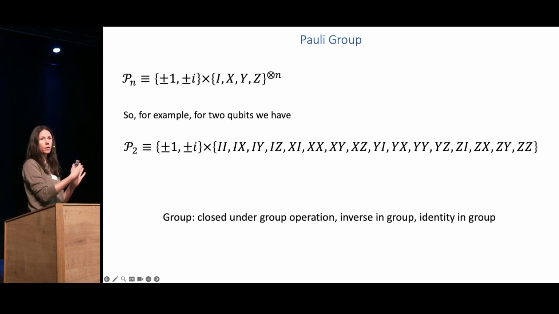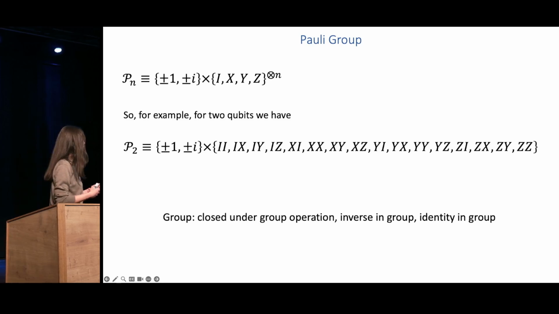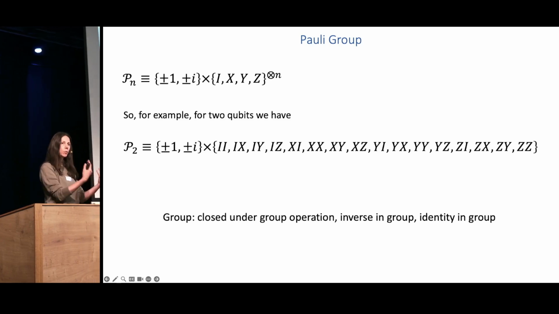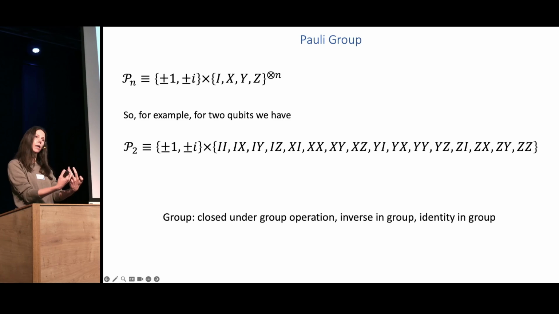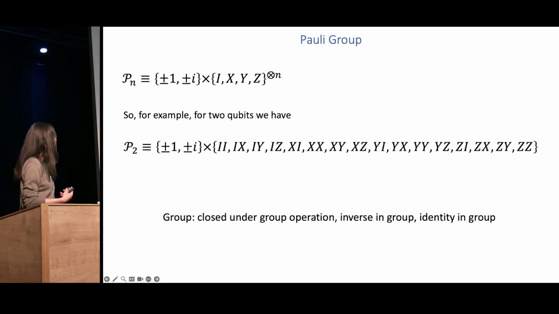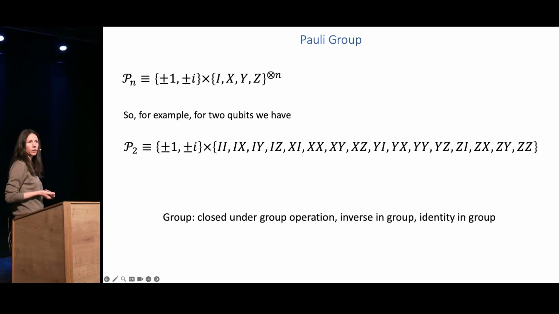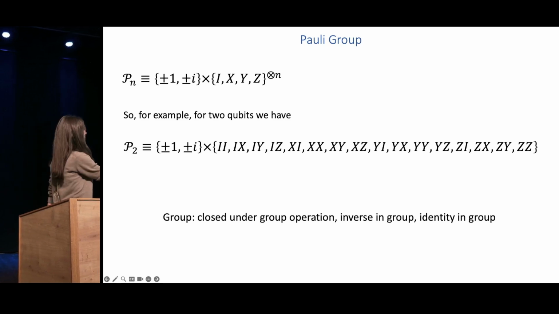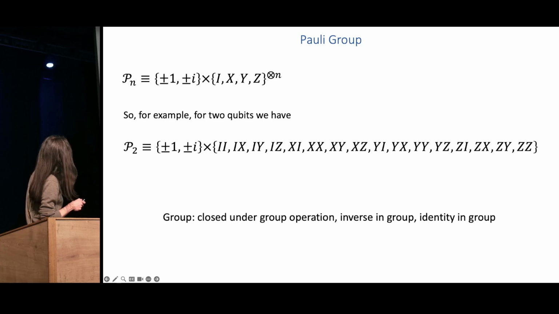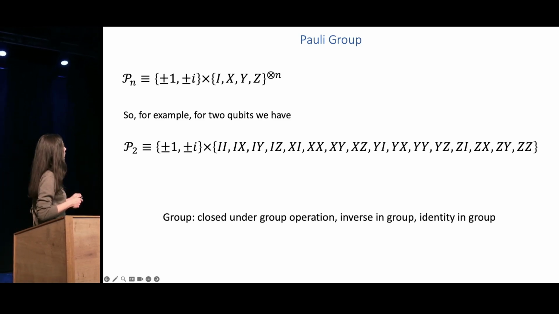In this case, it'll be multiplication. And it's closed under this operation. So if I multiply 2 of these elements, I'm going to stay in the group. And there has to be an inverse and an identity in the group. And of course, I've put in the identity. In the top line, you see the identity.